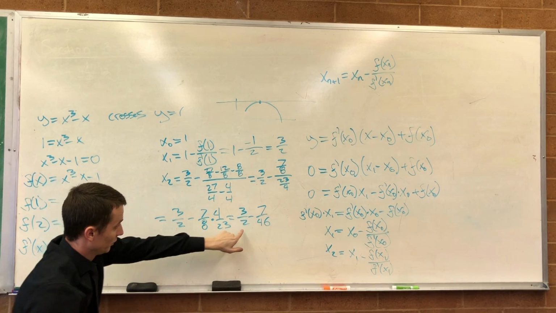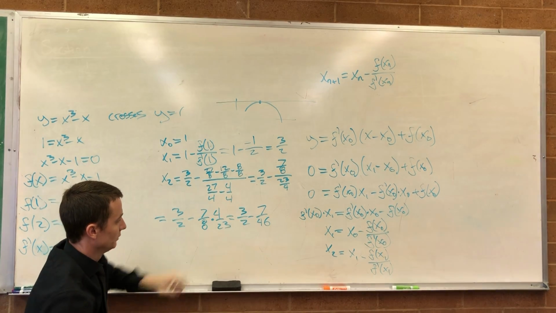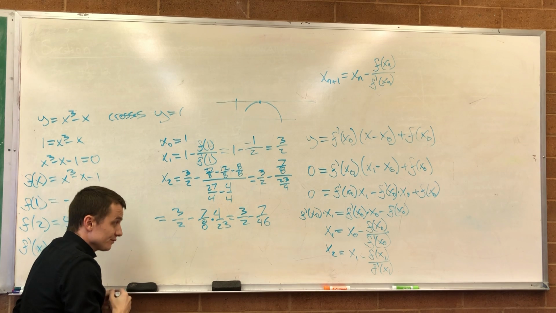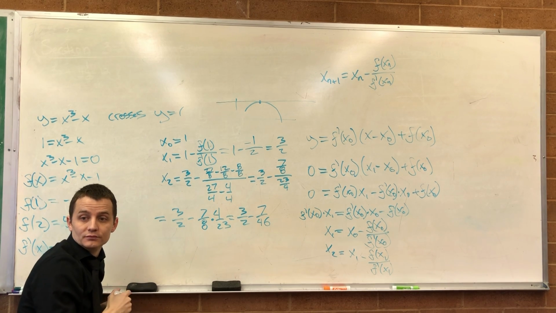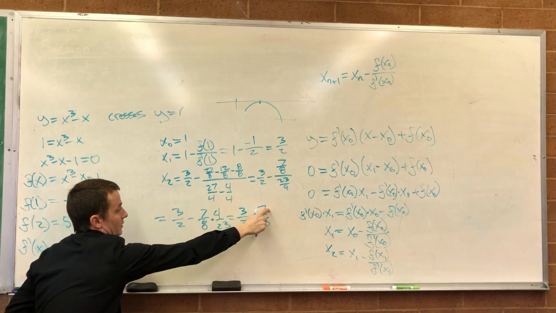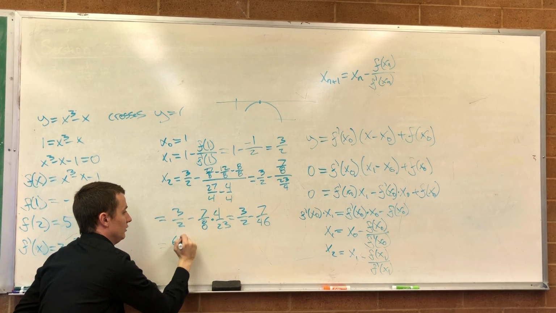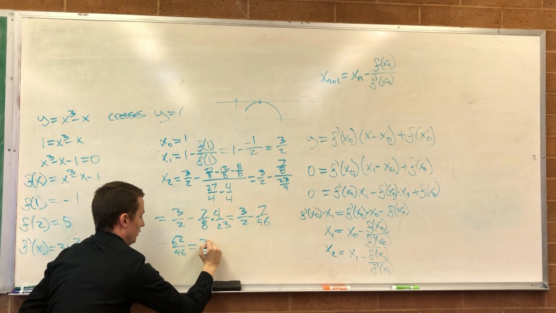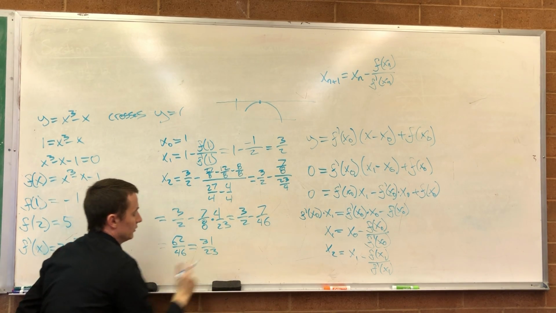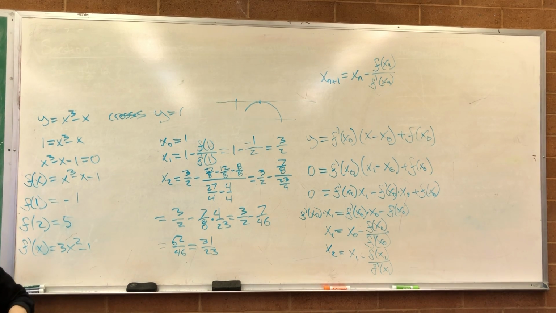So then, let's see, 23 times 3, what is that? 69. So 69 minus 7, 62. So it's equal to 62/46, which is equal to 31/23. So there's our next approximation.